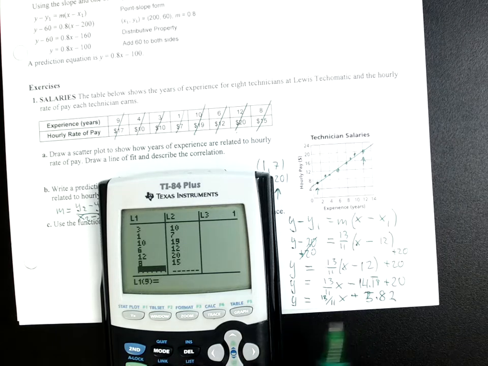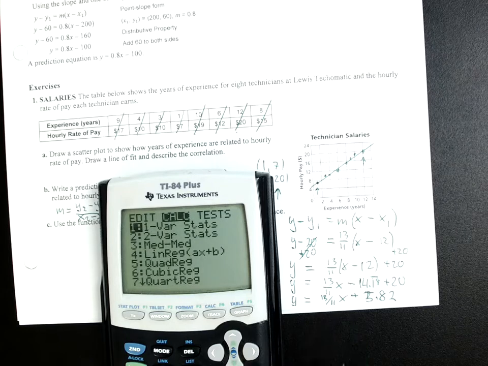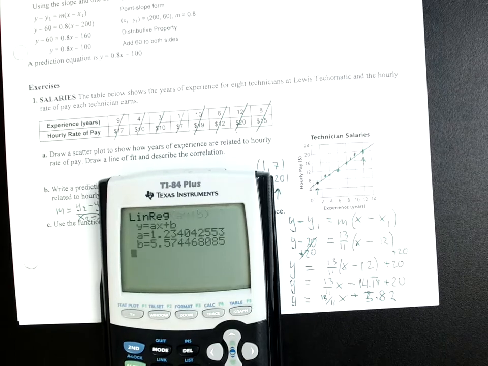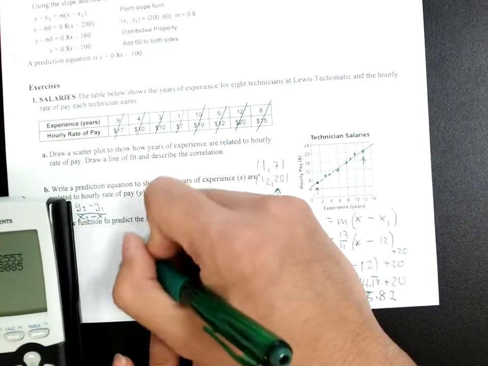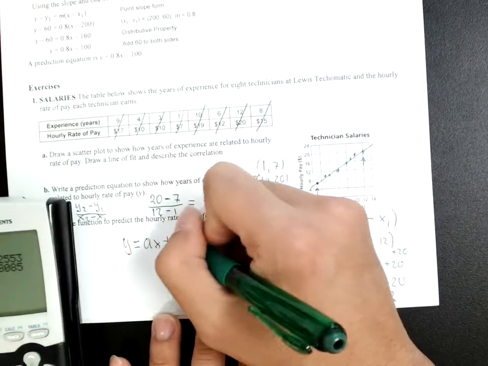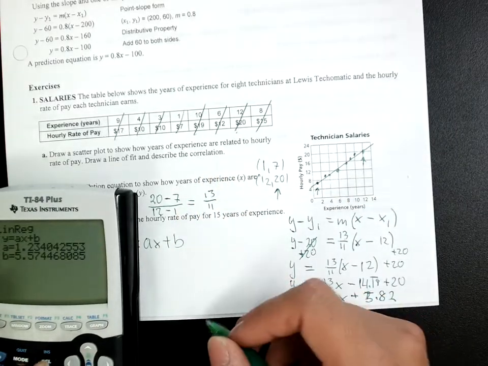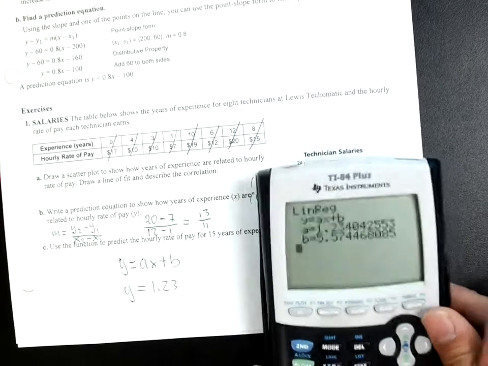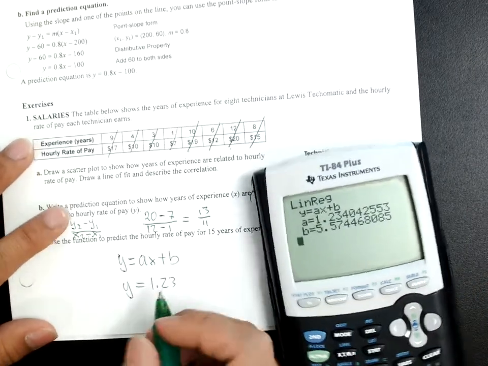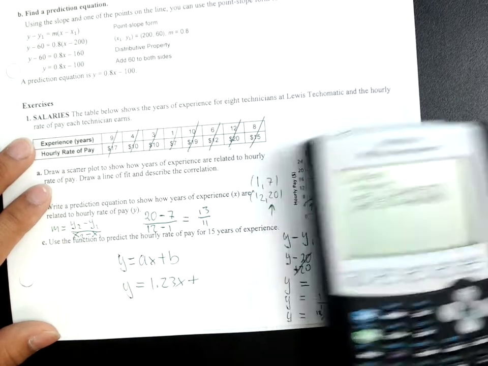Okay. Then you click Stat. Go to Linear Regression. Press Enter. And it tells us that we get Y equals AX plus B. But A is 1.23, so 1.23X plus, and B is 5.57.